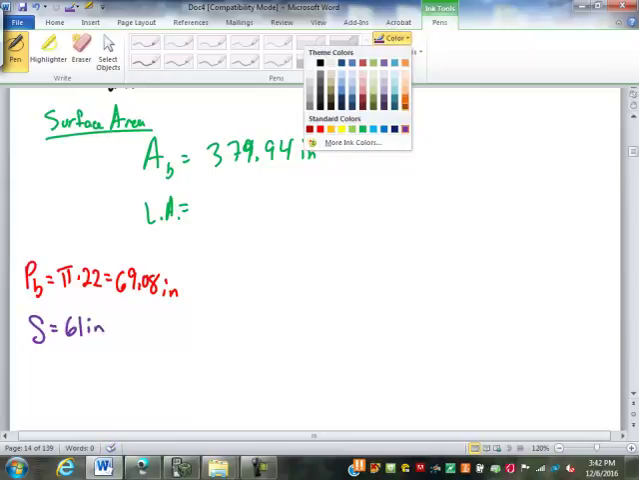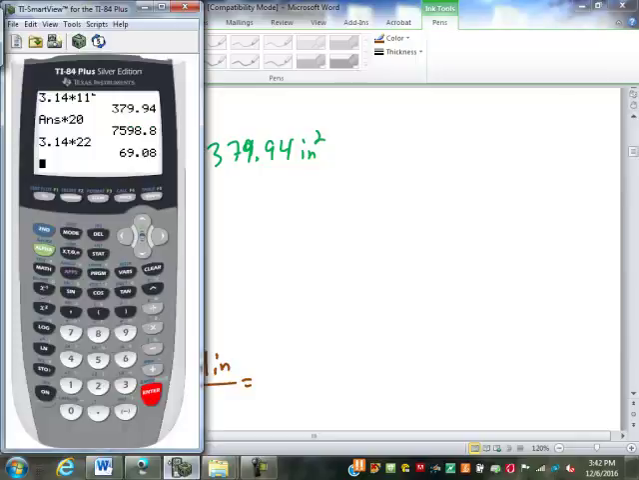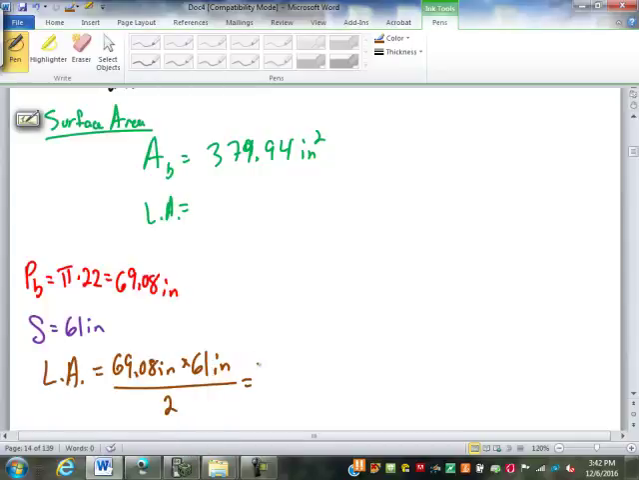So then the lateral area is the perimeter of the base, 69.08 inches, times that slant of 61 inches. And since it forms a triangular shape, it's divided by 2. 2,106.94 inches squared. That's our lateral area.